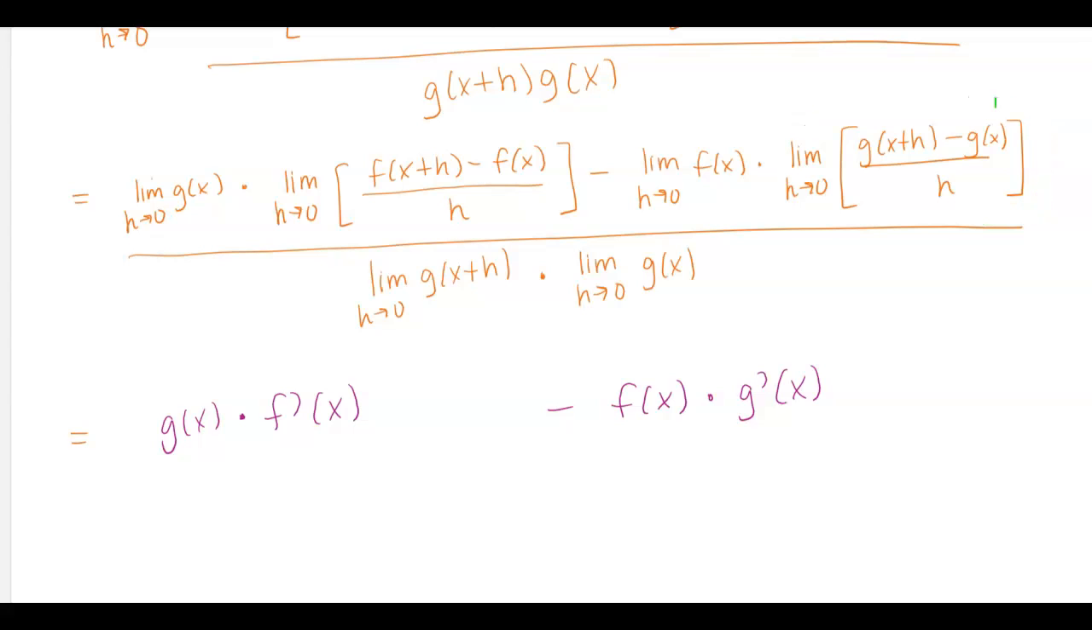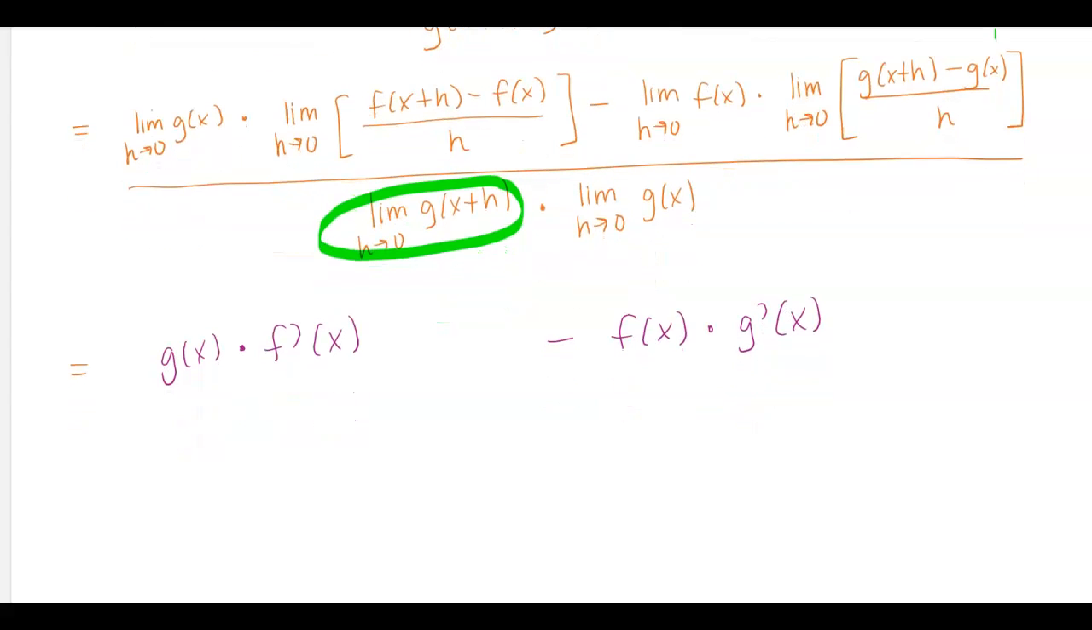Now looking at the denominator, if I plug 0 into this function, I'm just going to get the limit of g of x. And so in the denominator, I'm getting g of x multiplied by g of x, which is g of x squared. So this is the formula, and we've proved the quotient rule.